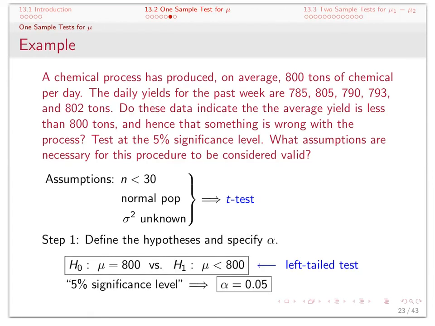Let's define our hypotheses and specify our alpha. We know that we're testing at the 5% significance level, so that tells us that alpha is equal to 0.05. And for our hypotheses, we'll let the null hypothesis be the statement that mu is equal to 800 versus the alternative that mu is strictly less than 800. And now when we look at this alternative hypothesis, we see that we're stating that our mean is less than a specific value, so that's going to tell us that we're going to perform a left-tailed test.